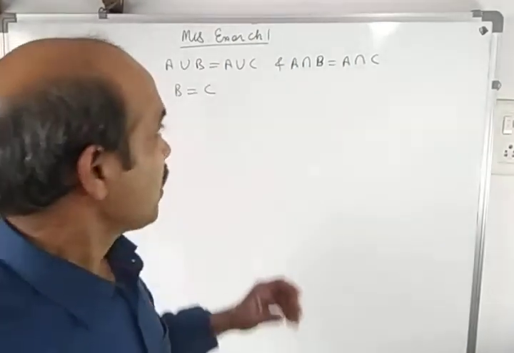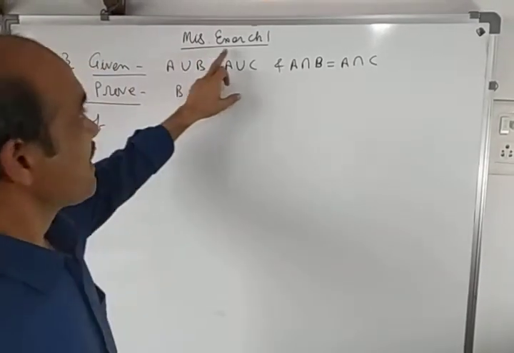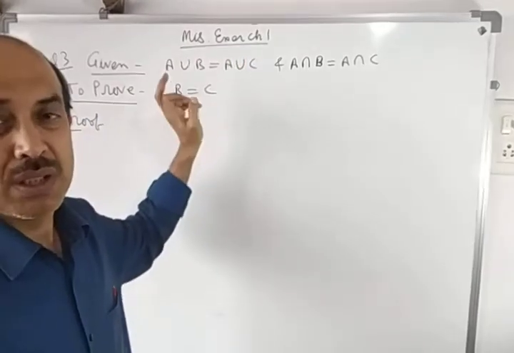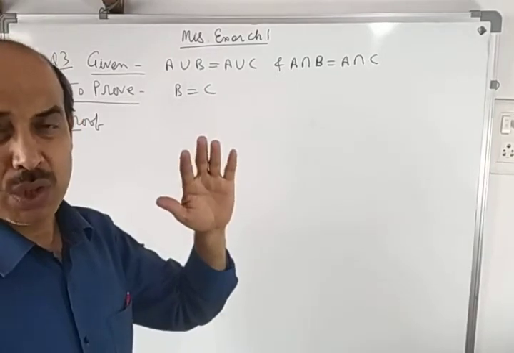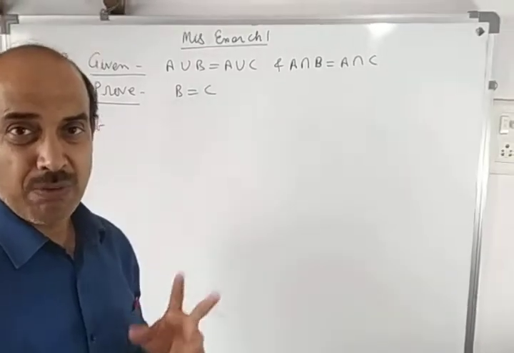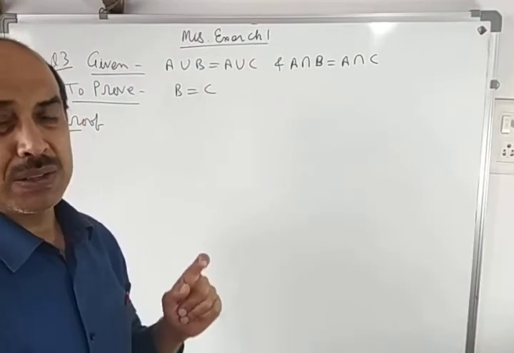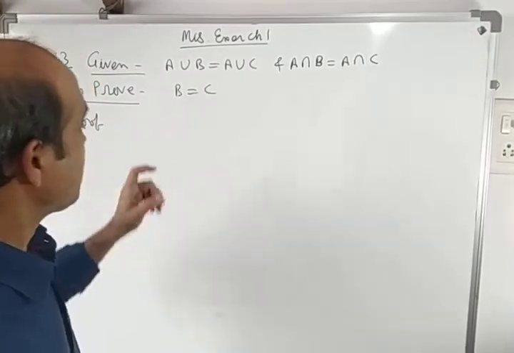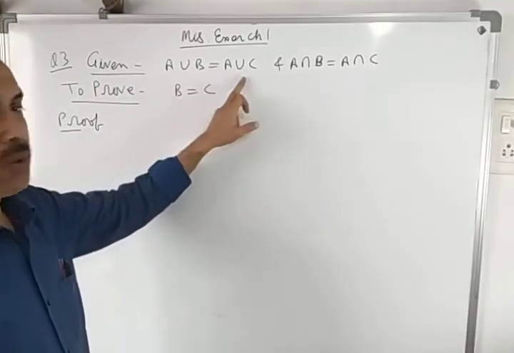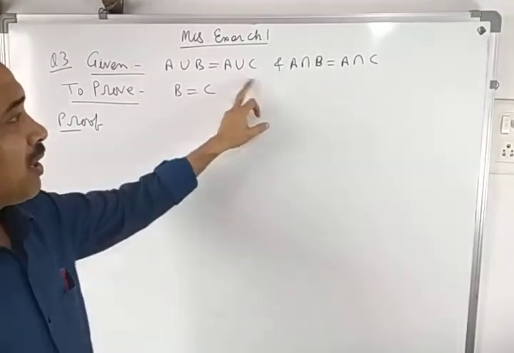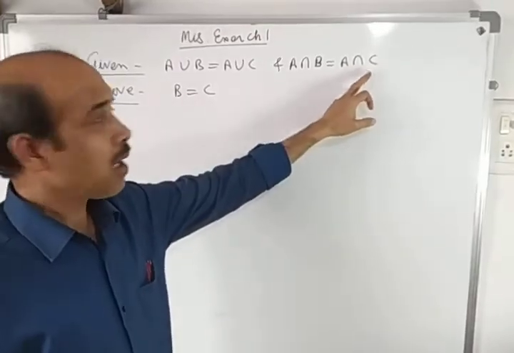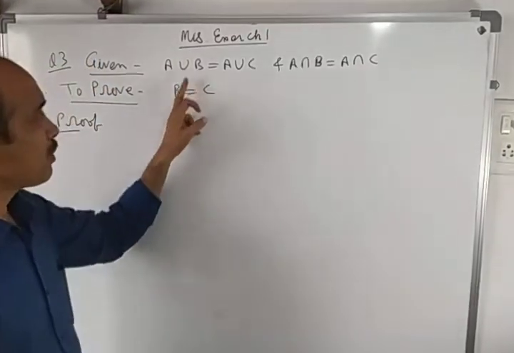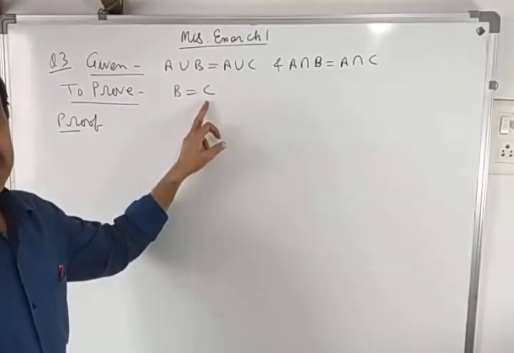In this video we are going to do miscellaneous exercise question number 3. In the previous video we discussed question number 2 and question number 5. Now question number 3. It is given that A union B equals A union C and A intersection B is equal to A intersection C, and we have to prove that set B equals set C.